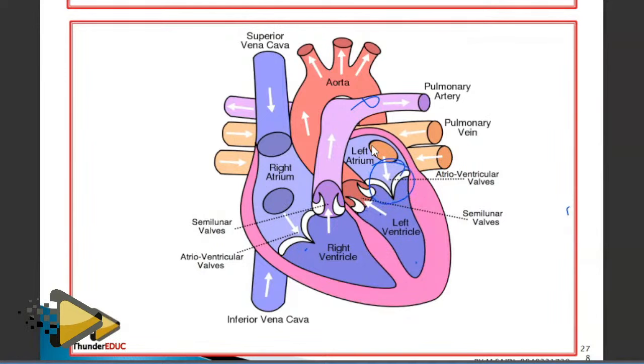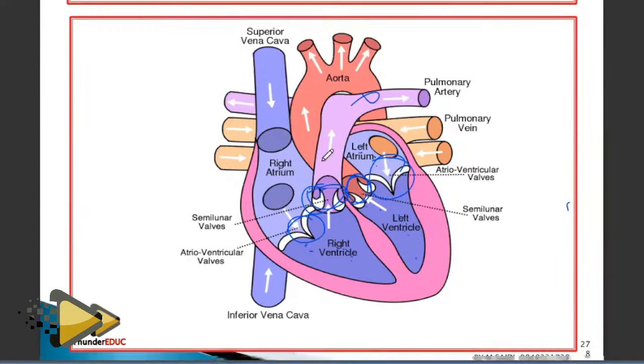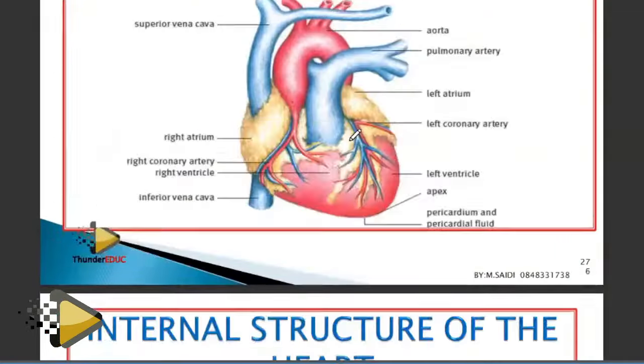You understand? Know that this valve is called the atrioventricular valve, and this valve is called the semilunar valve. One is tricuspid, one is bicuspid. You need to know that. This one prevents blood from flowing backward to the atrium. This one prevents blood from flowing back to the ventricle, the right ventricle. So all of them, basically, prevent the backflow of blood. Please make sure that when you go to the paper, you know it. I talked about that.